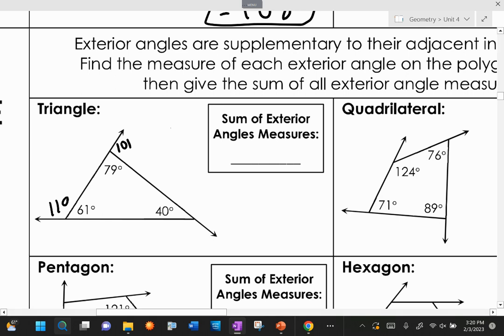In case you are confused, please be quiet and let me explain. What you're looking for is a supplementary angle. Supplementary has to equal 180 degrees. So I'm just taking 180 and subtracting the interior angle from that. That gives me the exterior angle. So what about for the 40 degree angle? Should be 140. Add all those up.